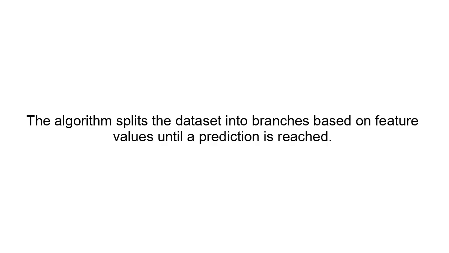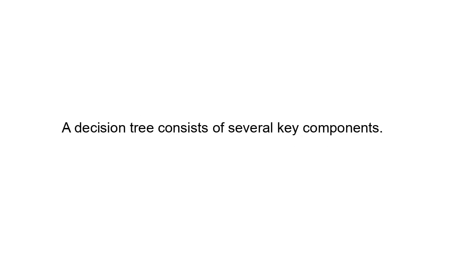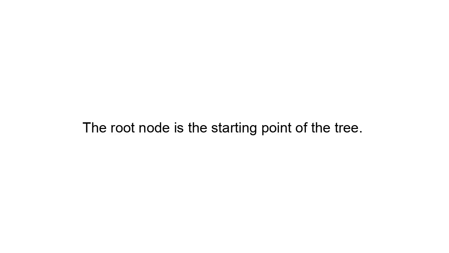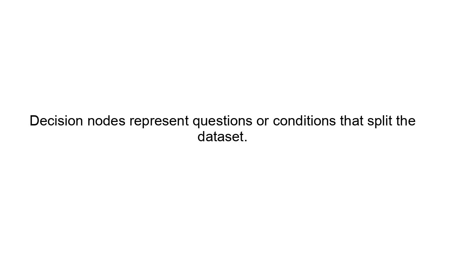Structure of a decision tree. A decision tree consists of several key components. Root node. The root node is the starting point of the tree. Example: is age greater than 30? Decision nodes. Decision nodes represent questions or conditions that split the dataset. Example: is income greater than 50,000?